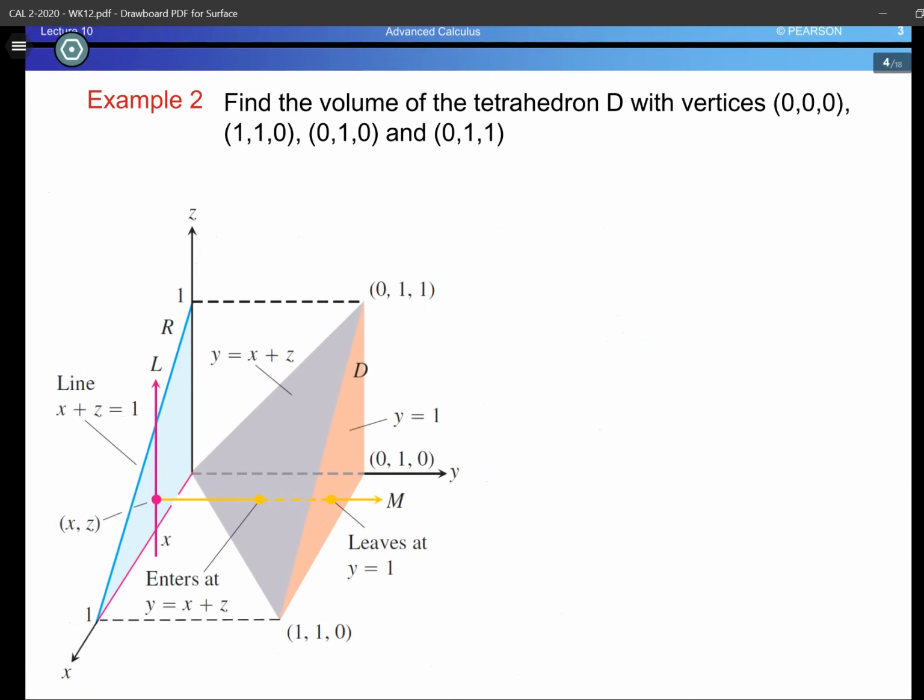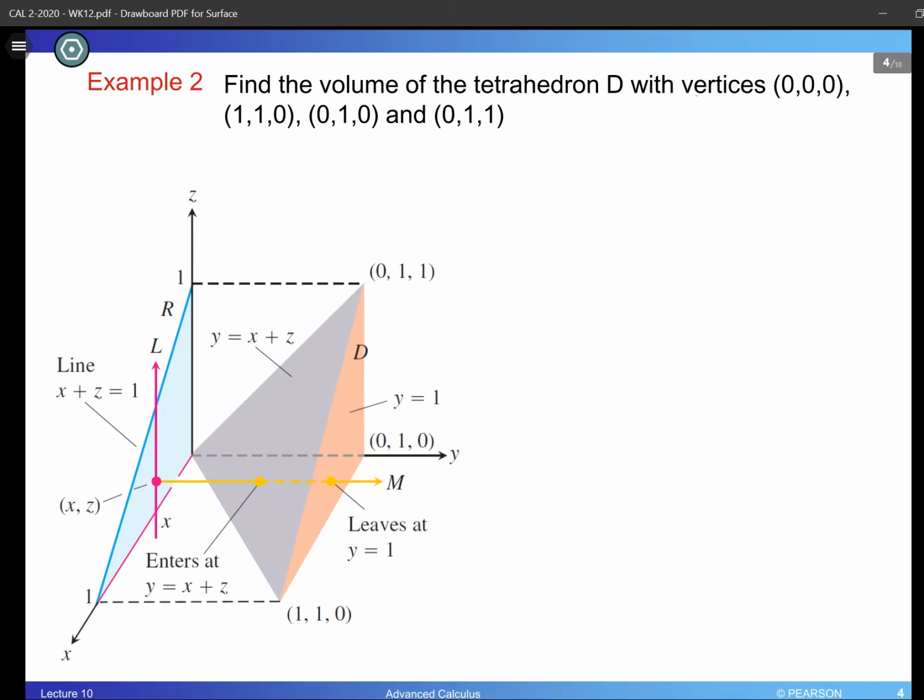Here we need to find the volume of a tetrahedron, which is basically a 3D object made of 4 triangles, and we know all the vertices right here, 4 of them. First one at the origin and 3 more. And we are supposed to use the triple integral to find the volume here. So to use the triple integral to find the volume, we need to set the function value f of x, y, and z to be equal to 1. And we are going to rely on this formula right here.